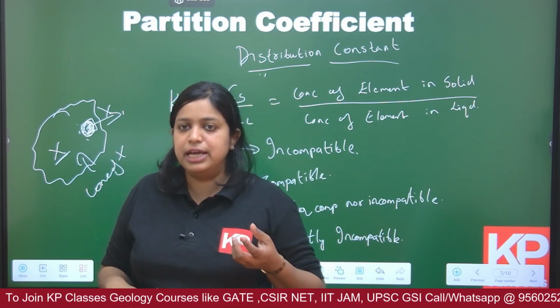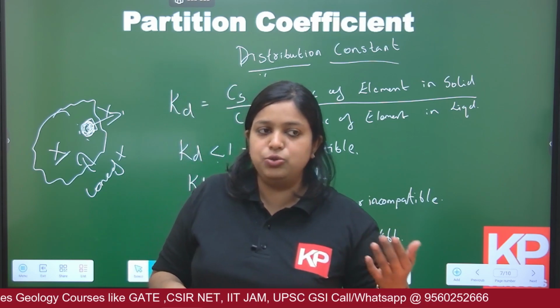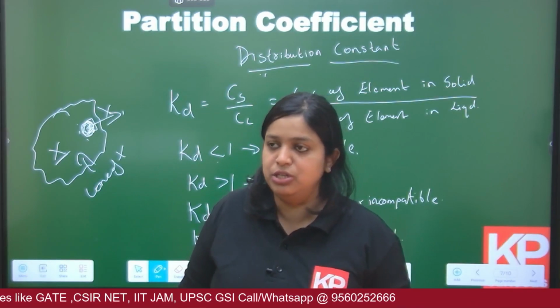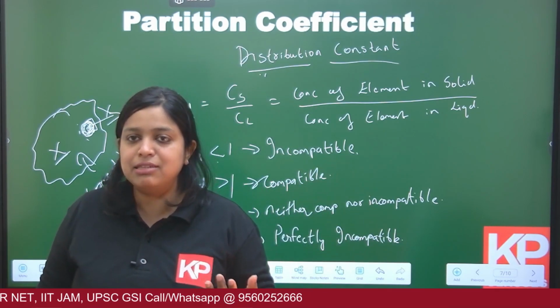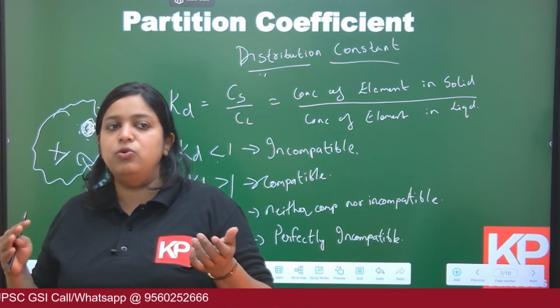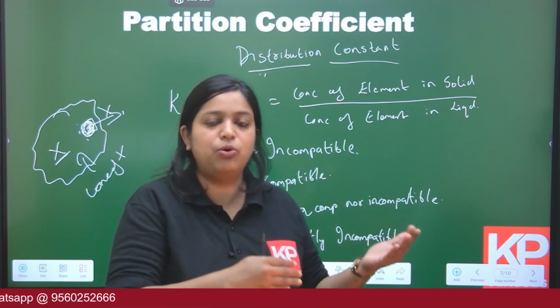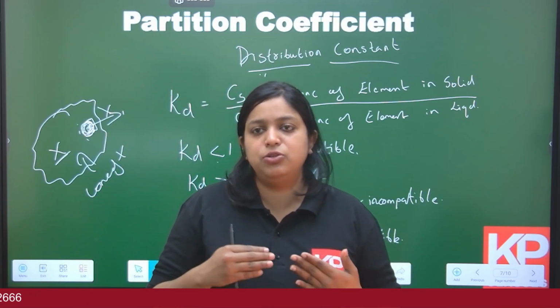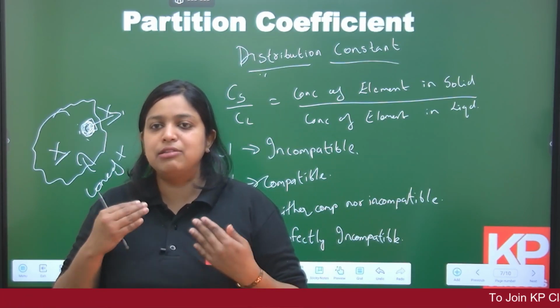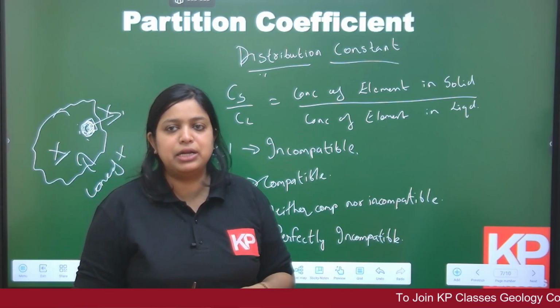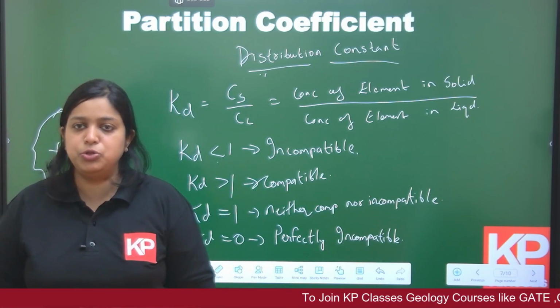So what we have discussed over here is simple: whether an element has an affinity towards a mineral, whether the element is partitioned into the mineral phase while crystallizing, or whether the element stays in the mineral while melting. So whether it has the affinity to stay in the solid phase or in the liquid phase is quantified by the terminology partition coefficient or distribution constant.